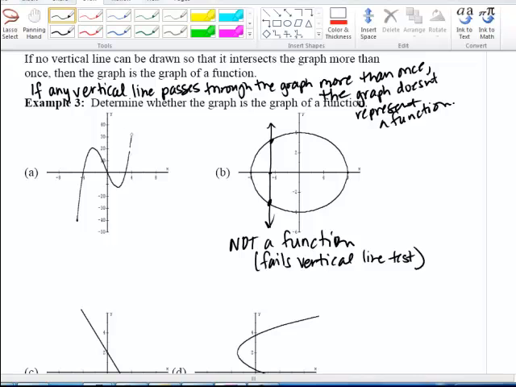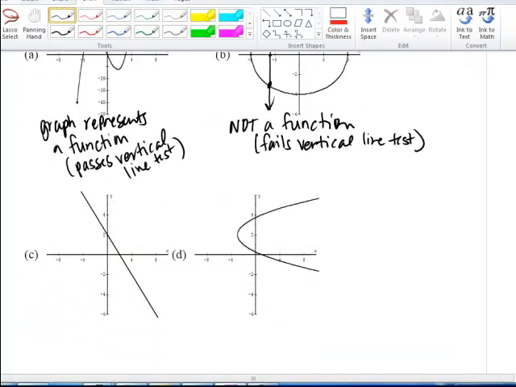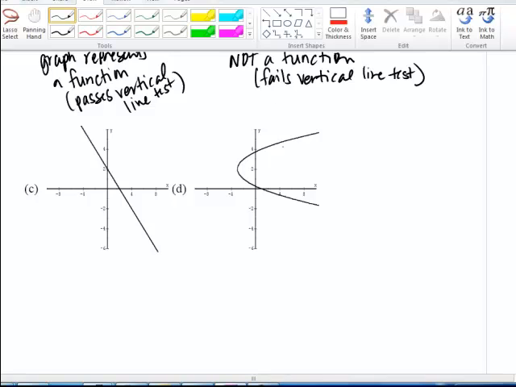A, on the other hand, let's fill in this gap here. A seems to pass the vertical line test, so we would say this is the graph of a function. And then two more examples here to check. D clearly fails the vertical line test, so not a function. But C seems to pass it.